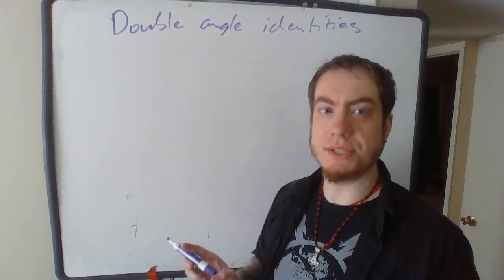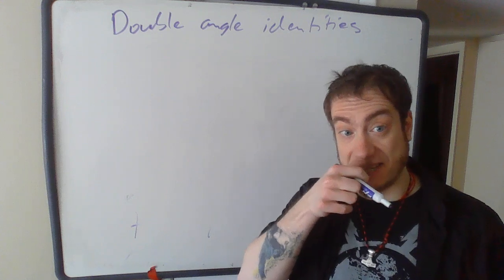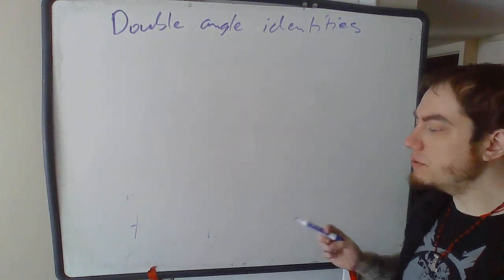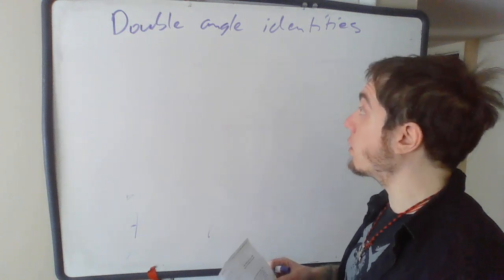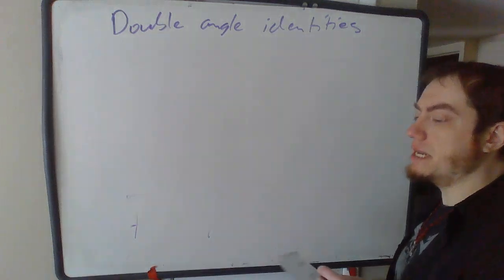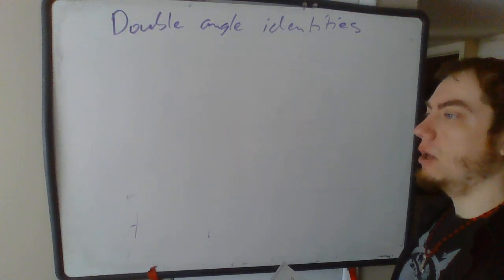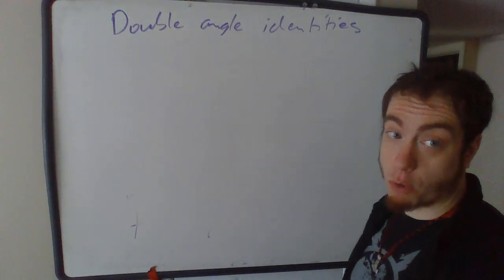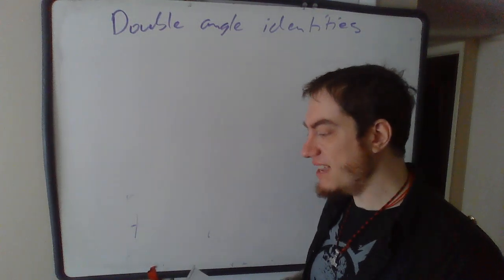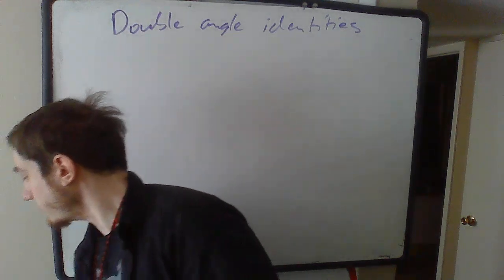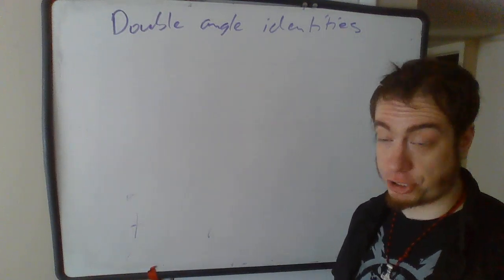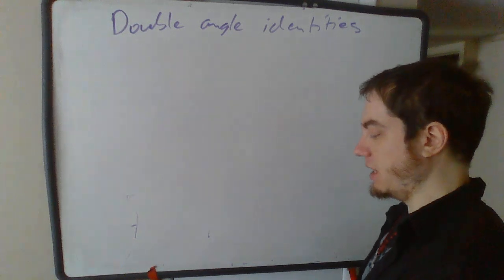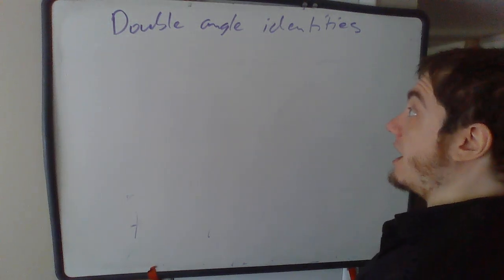Since we've got these sum and difference identities, we're going to be able to use these to come up with some other very useful identities that I'm going to show you now. The first ones I'm going to show you are almost special cases where we're looking at a sum of two angles that are actually the same angle. So let me demonstrate exactly what I mean by this.